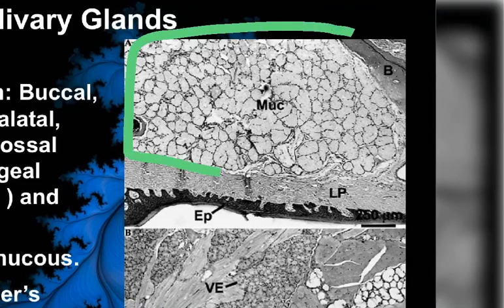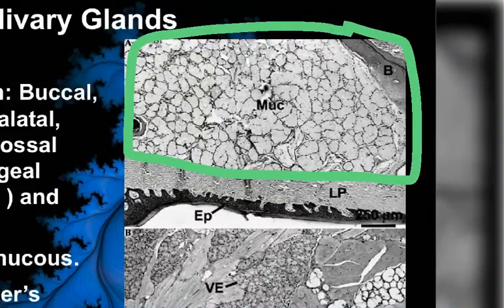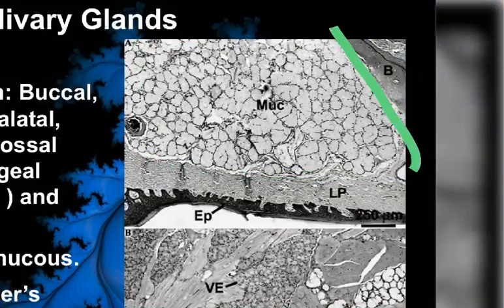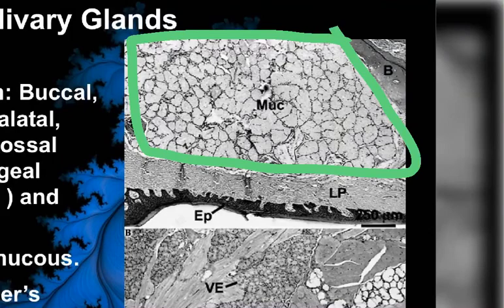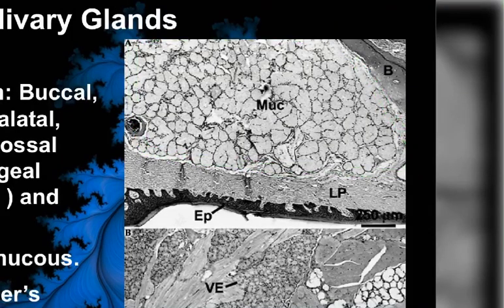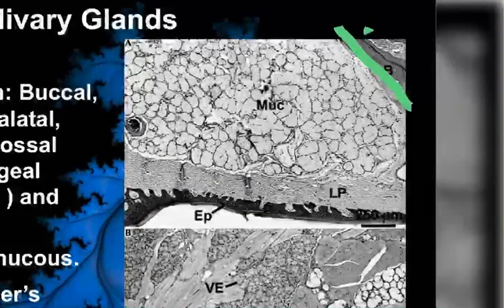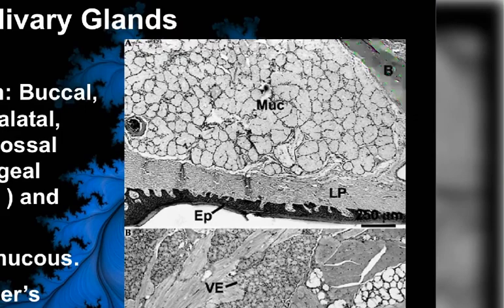Then you have submucosa, and the submucosa contains this structure, which is a minor salivary gland, completely mucus, because we are in the posterior region. We have bone here, which is the palatine bone that provides support for the hard palate.